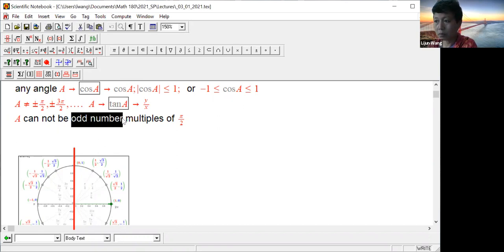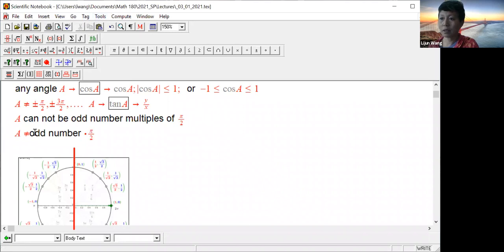How do you express odd number? So now we're gonna translate. A cannot be, I'm gonna put odd number multiples of pi over 2. So next we need to express odd number. We learned this in elementary algebra. So now I'm going to give you the answer. The answer is 2k plus 1, k is any integer. That's how you express odd number multiples of pi over 2.